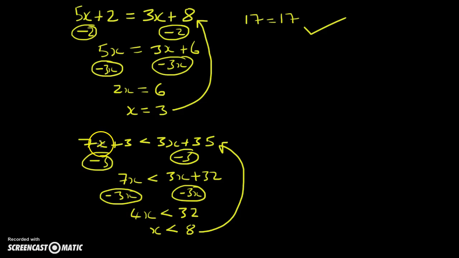So 7 multiplied by 0 is 0. Add the 3, gives us 3. And on the right hand side, 3 multiplied by 0, 0. Add the 35, 35. So is 35 greater than 3? Yes. So x less than 8 works.